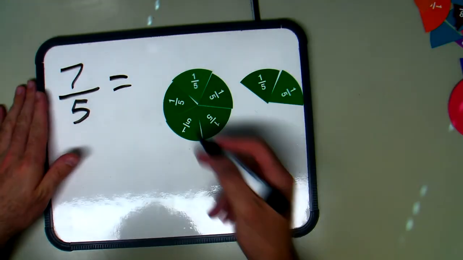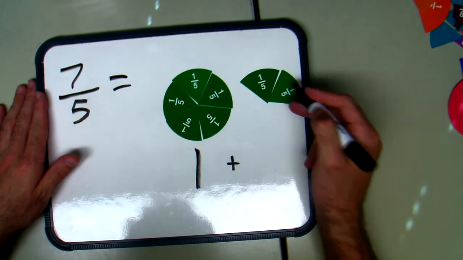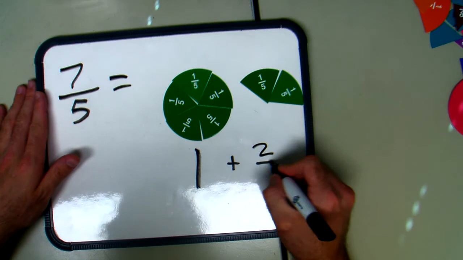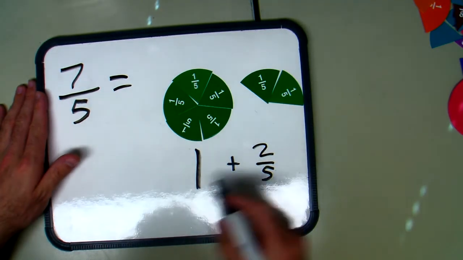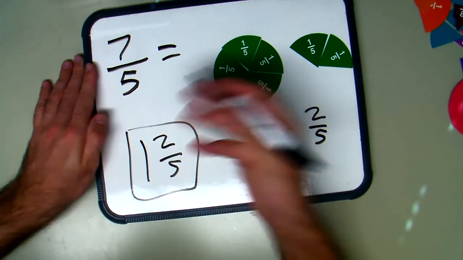How would I write this? Well, here's one whole, plus I have 2/5 over here. 1 plus 2/5, well, 1 2/5.